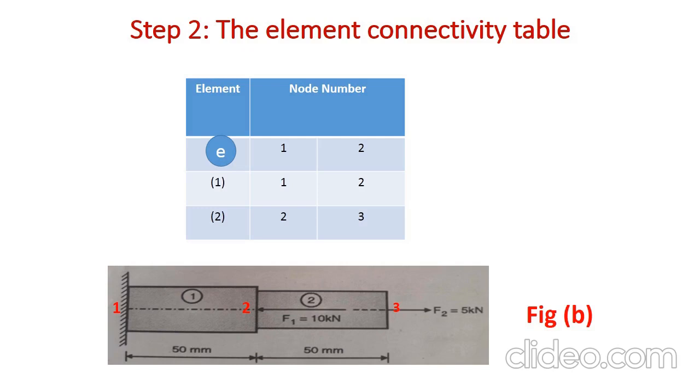Element 1 lies between node 1 and 2, while element 2 lies between node 2 and 3. This is known as the element connectivity table, which represents which two nodes a particular element lies between. Our first element lies between node 1 and 2, while the second element lies between node 2 and 3.